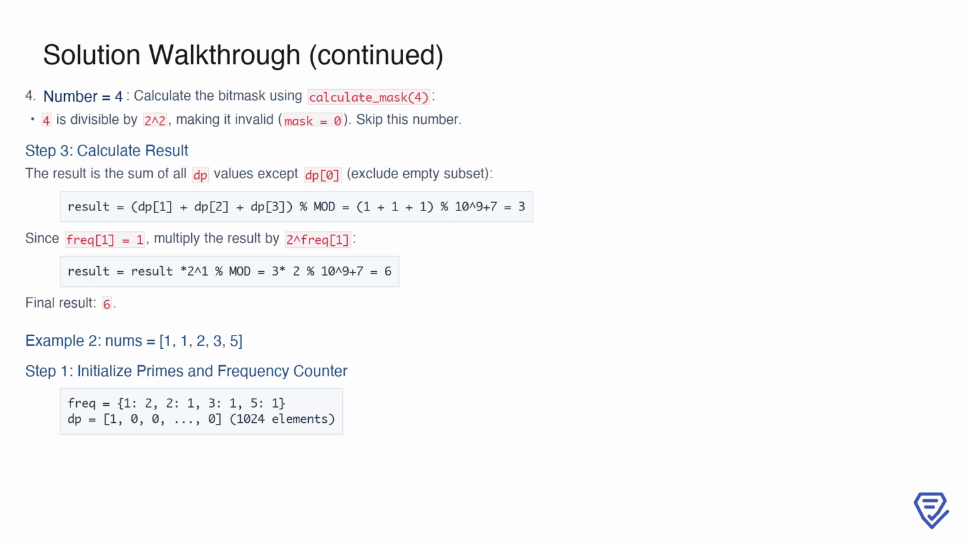Since the number 1 appears once in the input, we account for its impact by multiplying the result by 2^frequency[1]. This gives result = result * 2^1 % mod, which is 3 * 2 % (10^9 + 7) = 6. The final result for this example is 6.